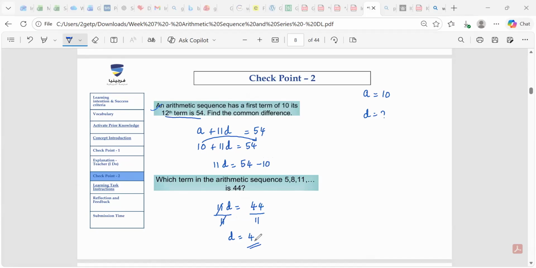So these are the basics that you need to know in order to solve arithmetic sequences.